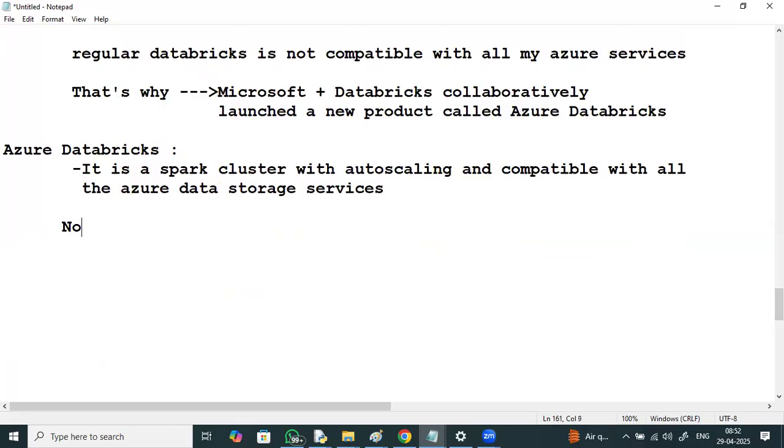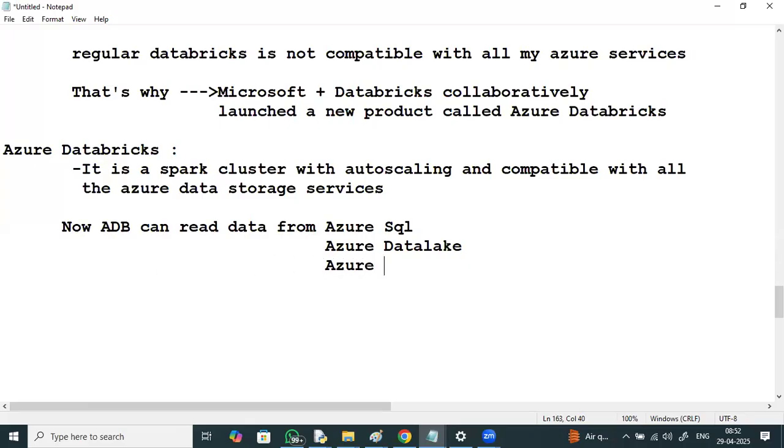Now, Azure Databricks, ADB, can read data from Azure SQL, like tables, from Azure Data Lake, like a file system, and Azure Cosmos DB for NoSQL.